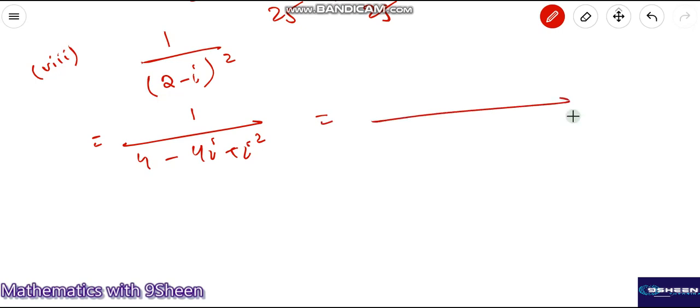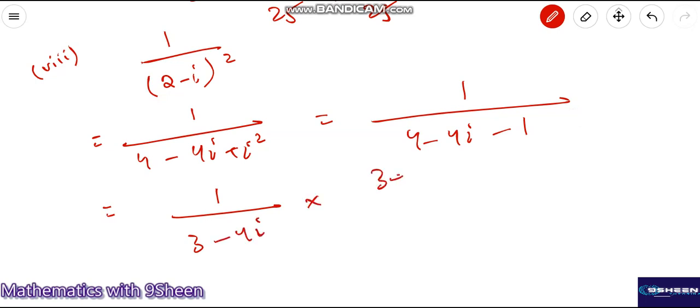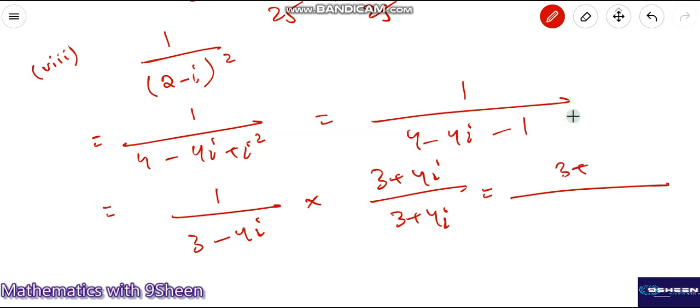Okay. 4 minus 4 iota, iota square is equal to minus 1. It will become 4 minus 1, 3, and it is minus 4 iota. And conjugate will be 3 plus 4 iota. Now 3 plus 4 iota multiplied by 1 over 3 plus 4 iota, and it is a square minus b square. A is 3, b is 4 iota.